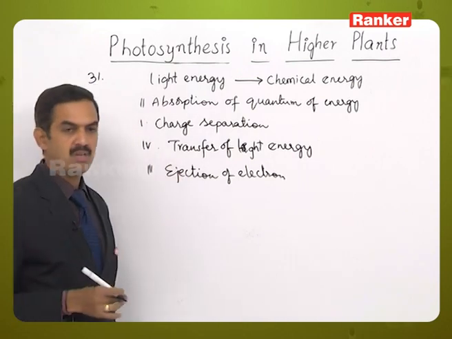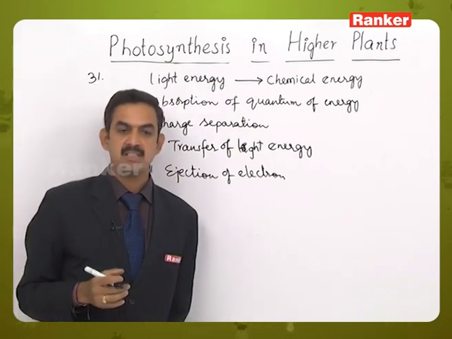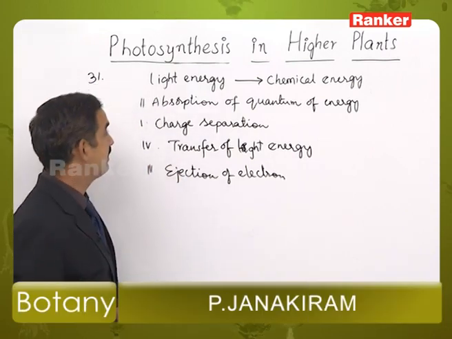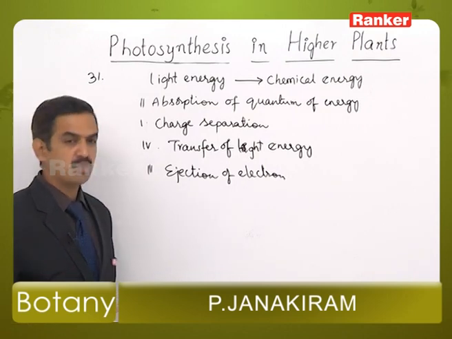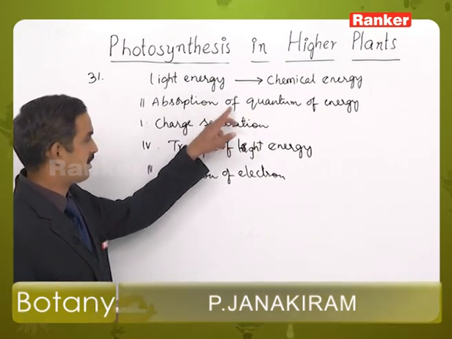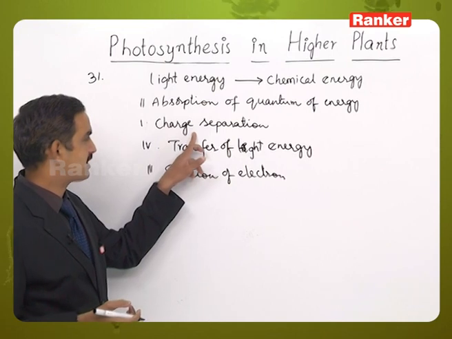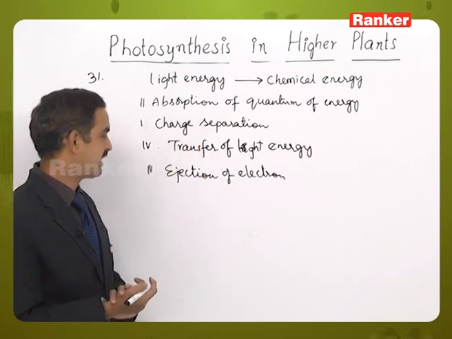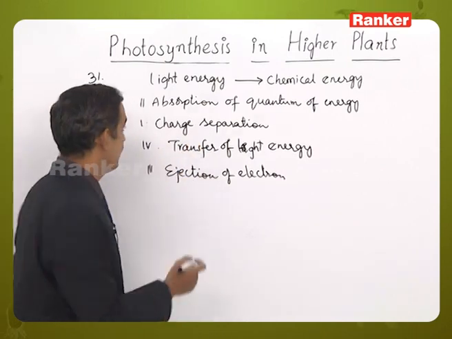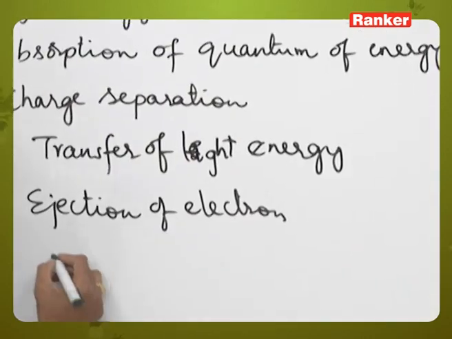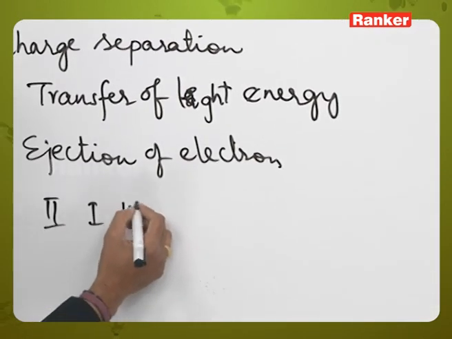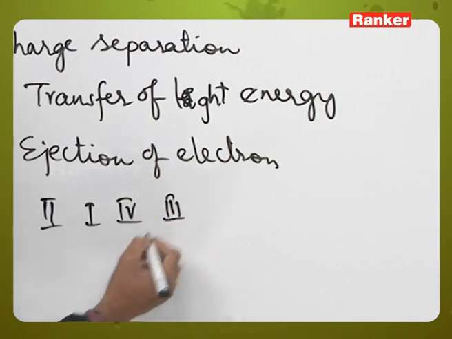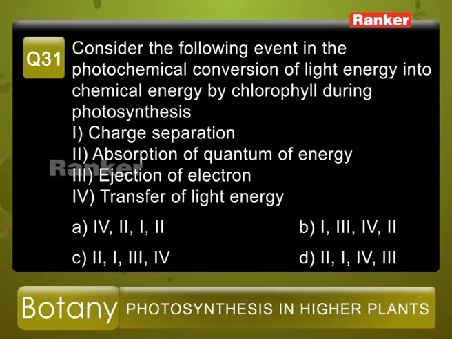So these are the 4 steps which take part in sequence when light energy is converted into chemical energy. The first is absorption of quantum of energy and charge separation, then transfer of light energy and ejection of the electrons. So the correct sequence is 2, 1, 4 and 3. So the correct option is option D.